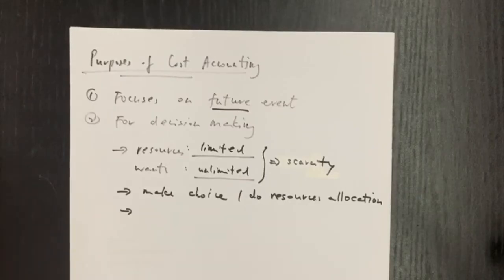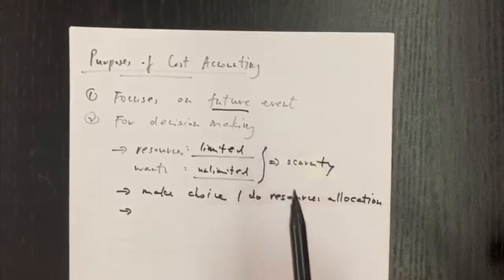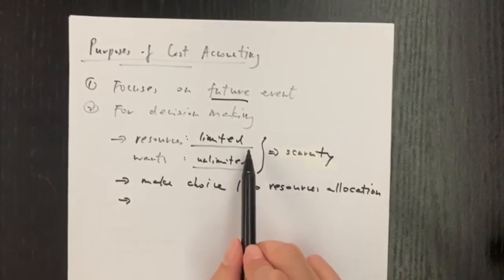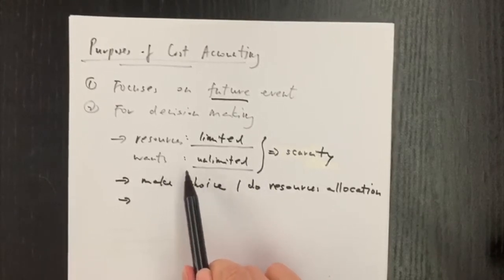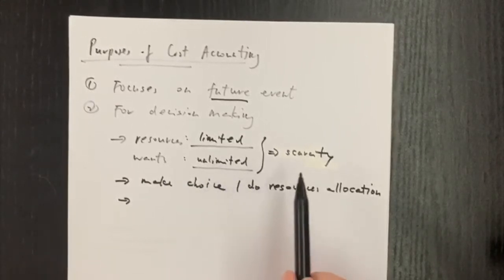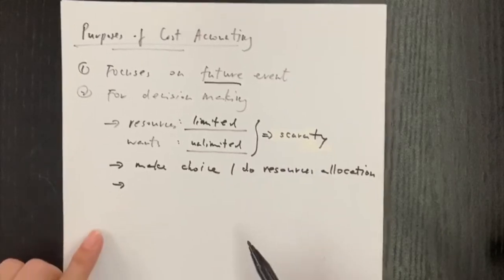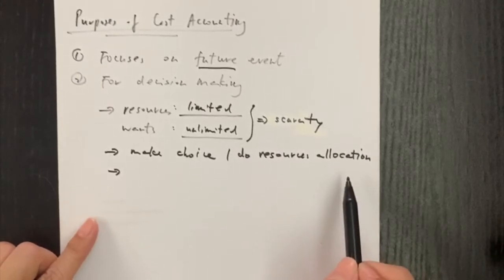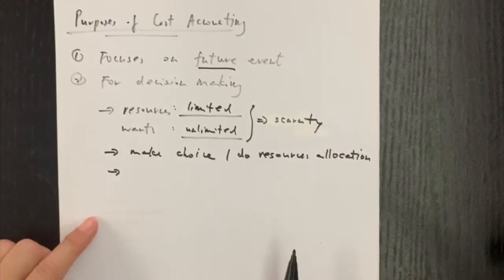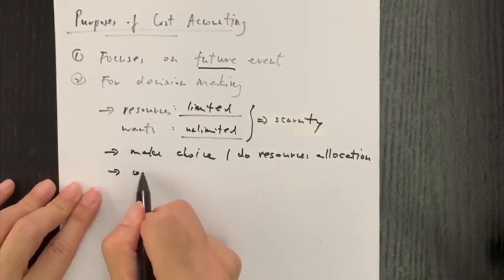Okay, so next we come to purposes of cost accounting. So since cost accounting focuses on future events, and also we have resources being limited, however we want more, we have unlimited wants, and these two things combining, we have this scarcity. All right, so therefore we need to make choices, and then we need to do resource allocation when we do cost accounting. Okay, so therefore for cost accounting, we will look at opportunity costs.